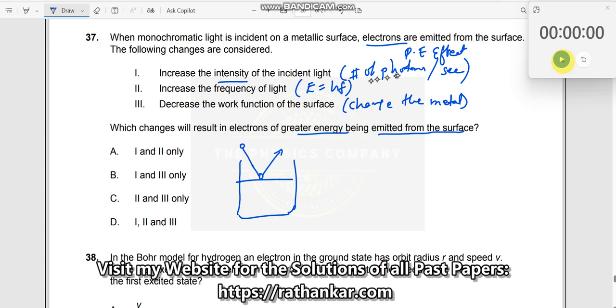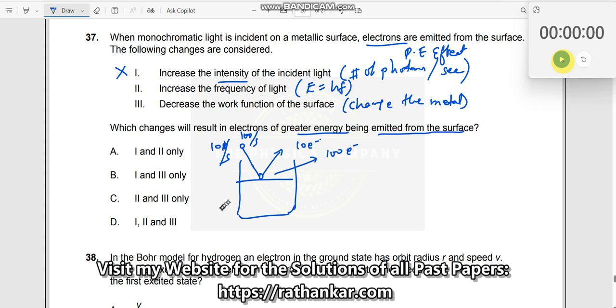Increasing the intensity of incident light. When you increase the number of photons per second, what will happen? Let us say initially you are giving only 10 photons in 1 second. Now instead of 10 photons, you make 100 photons. With 10 photons per second, 10 electrons could be emitted. If you make it 100 photons per second, meaning you increase the intensity, 100 electrons will get emitted. Will it result in electrons of greater energy? No. Only more electrons will be emitted. So definitely the first reason is incorrect.